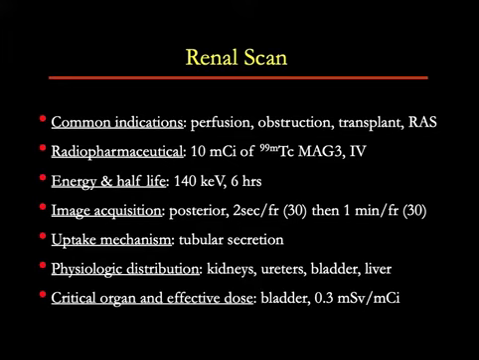The radiopharmaceutical is 10 millicuries of technetium-99 and MAG3 injected IV. Immediately after injection of the tracer, we acquire dynamic flow images of the abdomen and pelvis in a posterior projection, 1 to 2 seconds per frame for 30 to 60 frames. Then we acquire images 1 minute per frame for the next 30 minutes.